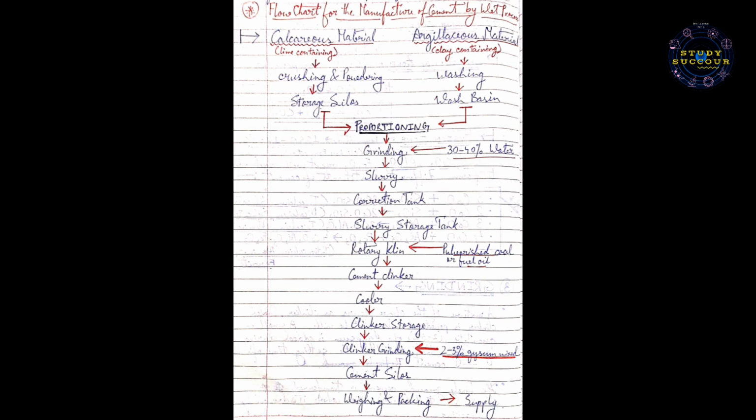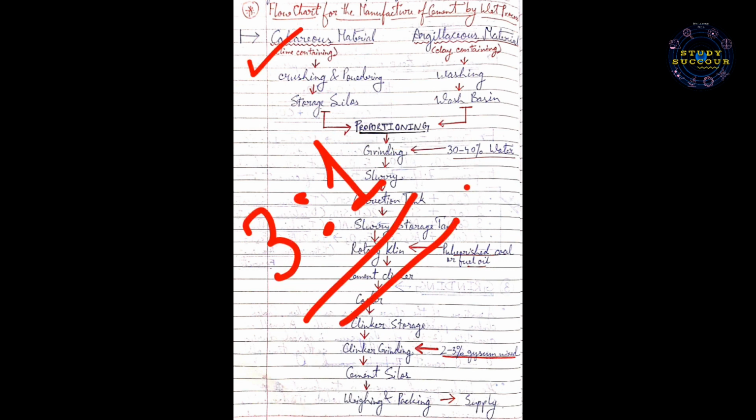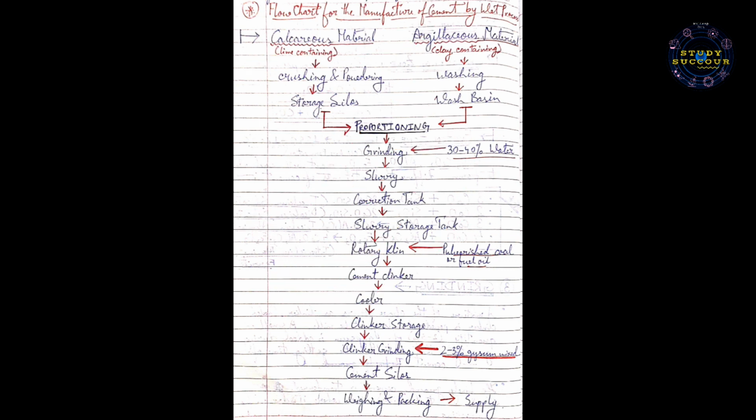Then this powdered calcareous material and this washed argillaceous material are proportioned in the ratio of 3:1, lime to clay. After the proportioning, it is ground with the addition of 30 to 40% water, resulting in the formation of slurry. This slurry is then sent to the correction tank to ensure correct chemical composition. After ensuring, the slurry is sent to the slurry storage tank. Then the slurry is fed to the upper part of the rotary kiln, with the supply of pulverized coal or fuel oil.